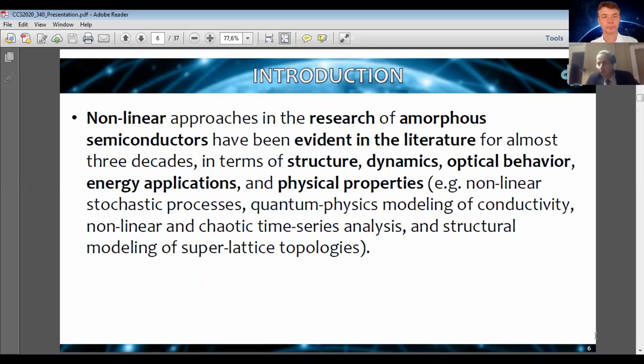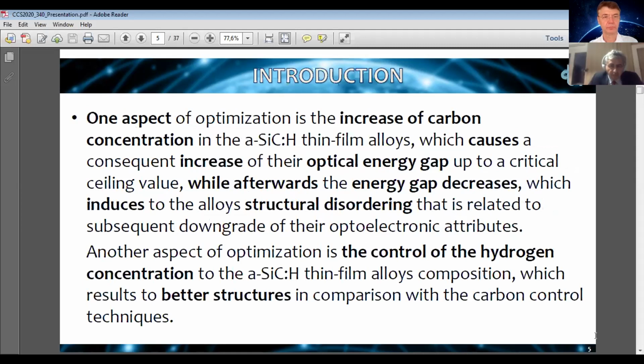Therefore, there is another direction for the photovoltaic performance optimization. It regards the control of the hydrogen concentration of these thin film alloys' composition.